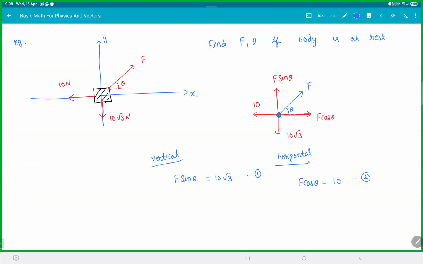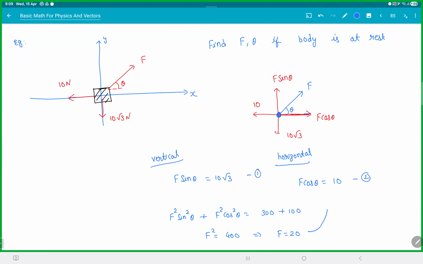Step 4, solve the equation. Now how to solve? From here, the physics is over. Now it's all maths. So I can square the equations: F square sin square theta plus F square cos square theta will be (10 root 3) square, that is 300, plus 100. So sin square theta plus cos square theta is 1. This will be 400. We get F is equal to 20.